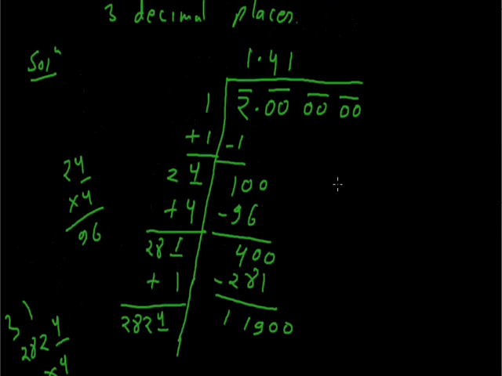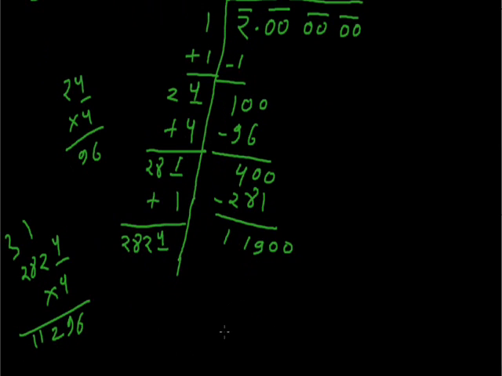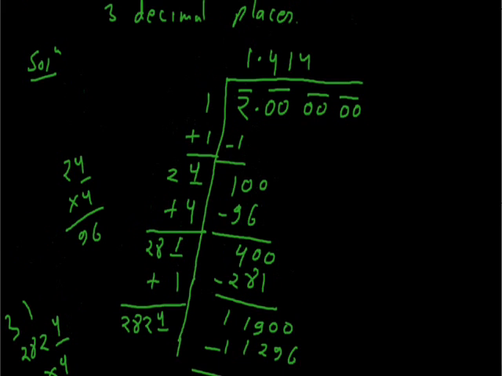And in the same way I put 4 here. So the product becomes 11,296. I take the difference, 604. The decimal value of root 2 up to 3 decimal places is 1.414. The value of root 2 up to 3 decimal places is 1.414. So in this way we can find the nearby decimal values. Thank you.